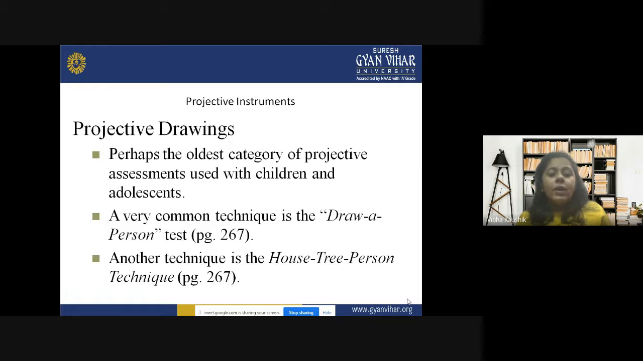A very common technique is the draw a person test. Now, this is the basic or common technique of projective drawing. Here they have to draw a person. Another technique, which will be used by the examiner to assess, is the house tree person technique.